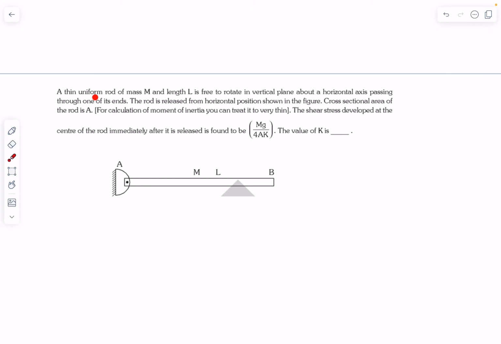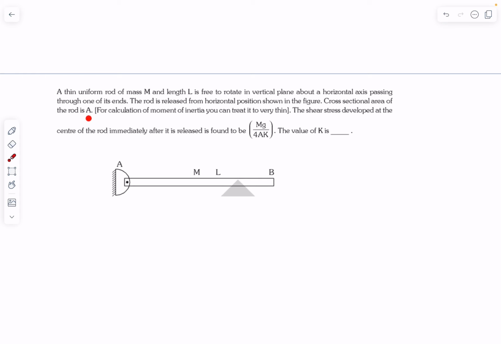Hello everyone. So today's problem is based on elasticity. The problem statement is that we have a uniform rod that is free to rotate in a vertical plane about a horizontal axis passing through one of its ends. The rod is released from the horizontal position, as shown in the figure.